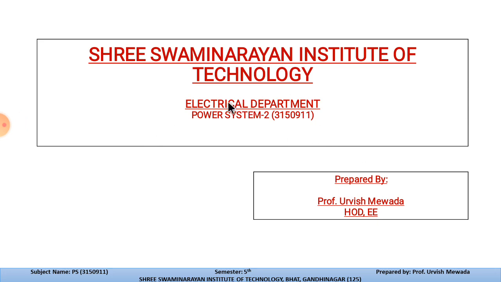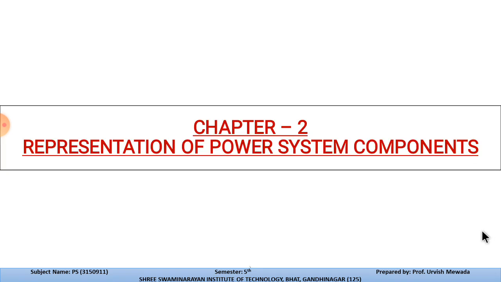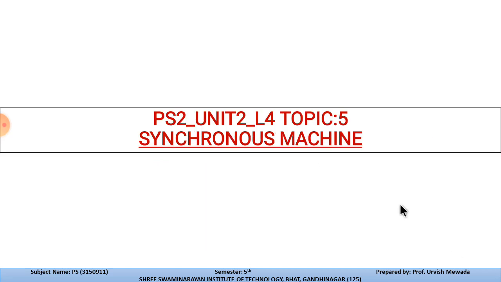I am the subject matter expert of Power System 2, which is in the fifth semester of Electrical Engineering, and the GTU subject code of the subject is 3150911. Students, we are currently discussing chapter number 2, that is representation of power system components, and today we are going to discuss topic number 5, synchronous machine.